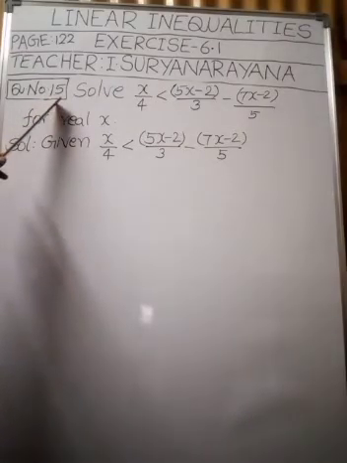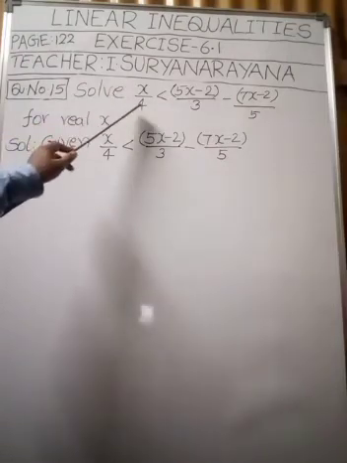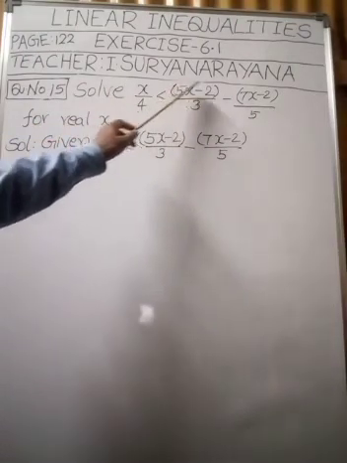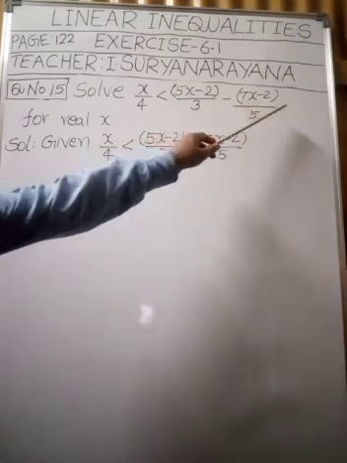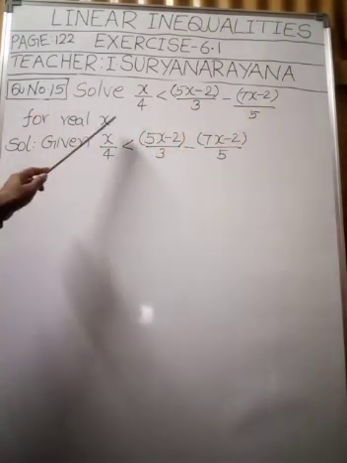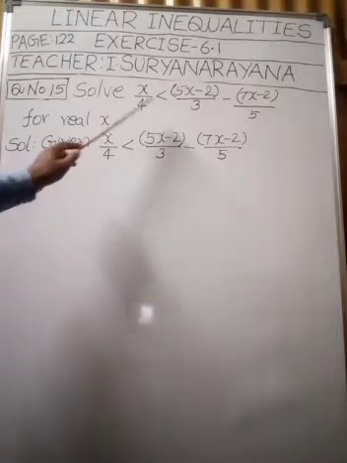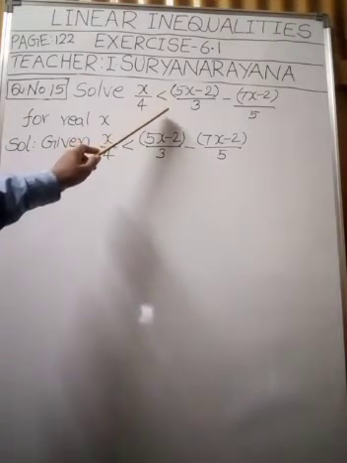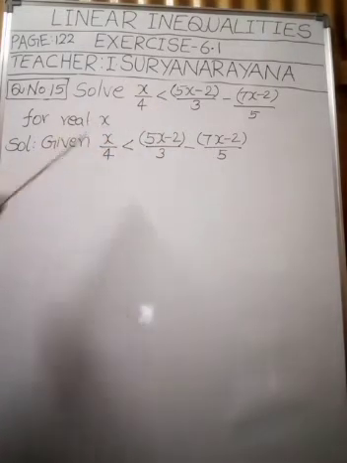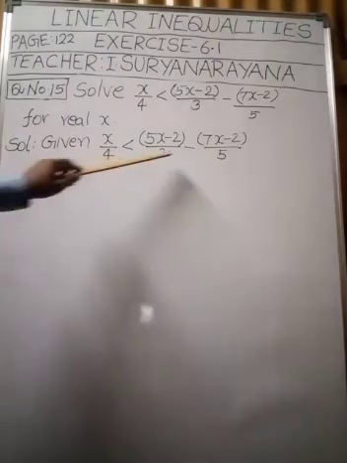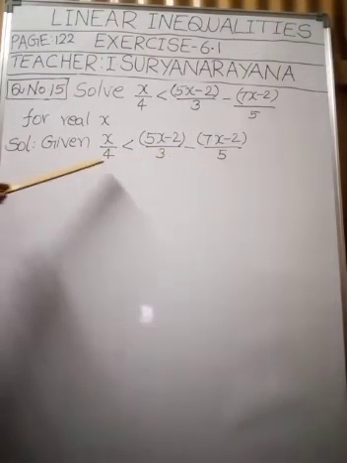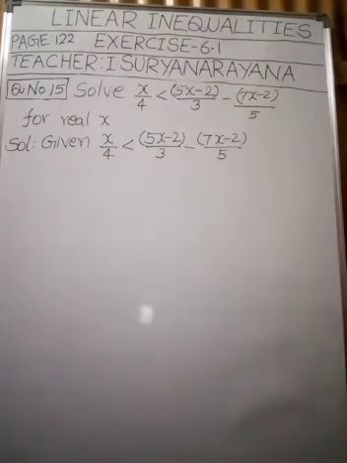Question number 15. Solve x by 4 less than 5x minus 2 by 3 minus 7x minus 2 by 5 for real x. Okay, my dear children, understood this question? We have to solve this inequality for real x. Okay, my dear children, right. Now come to the solution part. I have written the given inequality as it is. Okay, my dear children, understood this step?